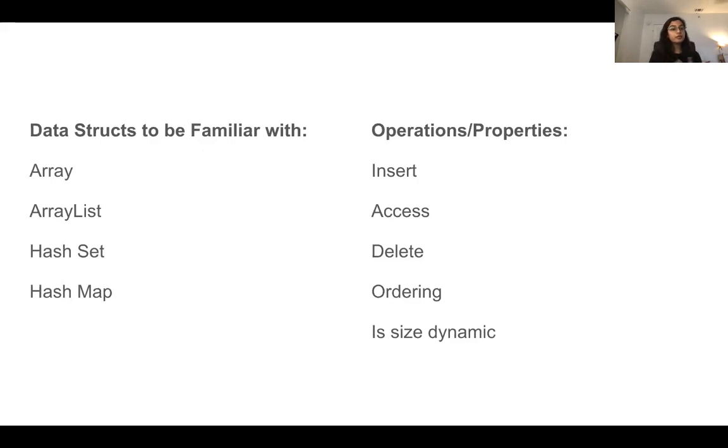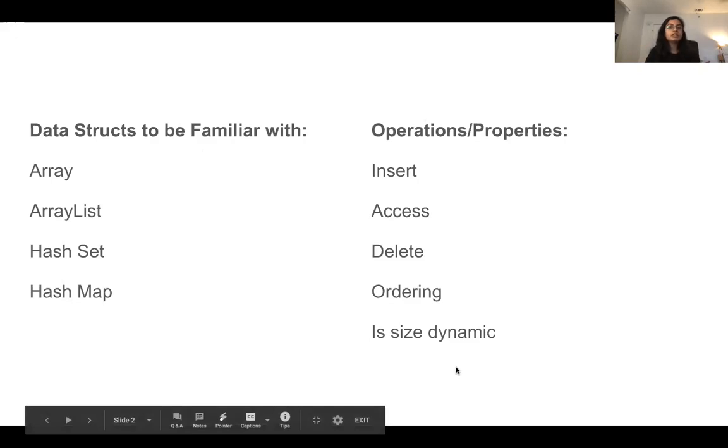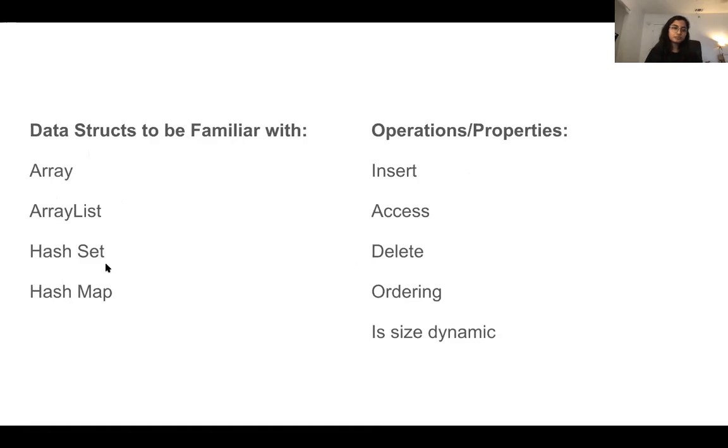You have the array, list, hash set, and hash map. First we'll talk about what each of them are and what they look like, but the way to evaluate which data structure to use is going to be by this column on the right side, which is understanding what operations and properties those data structures have. Based off of that, you can decide which data structure is the best to use for that context.